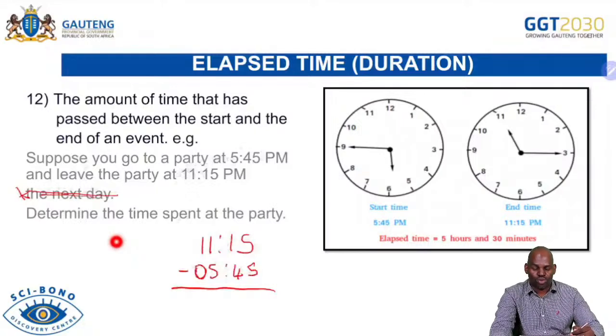Okay, so now we have to subtract. We say 15 minus 45. In this case, we know that we cannot subtract 45 from 15. So we take 1 hour from the hours. Here we're going to be left with 10. And then we bring that 1 hour to the minutes. It's going to be 60. So this is going to be 60 plus 15, which is 75. And then 75 minus 45 gives you 30.